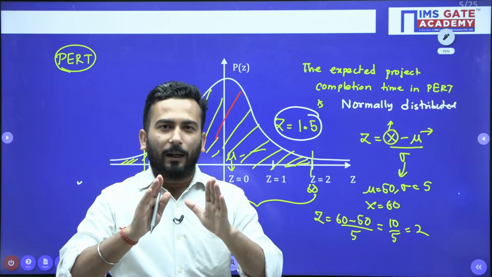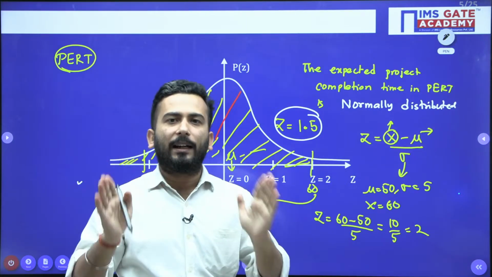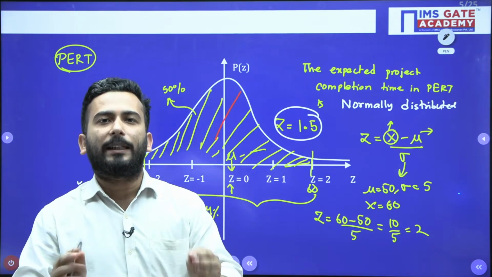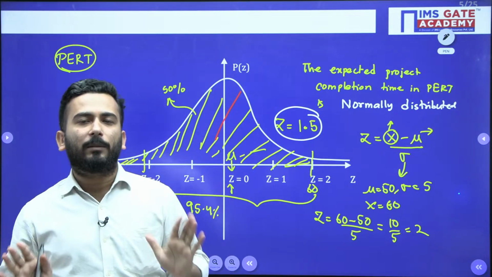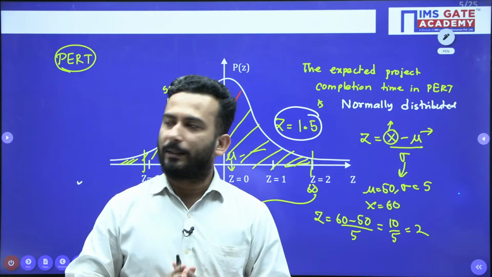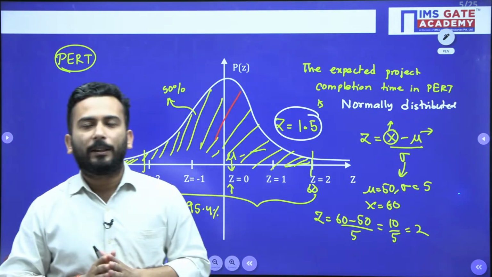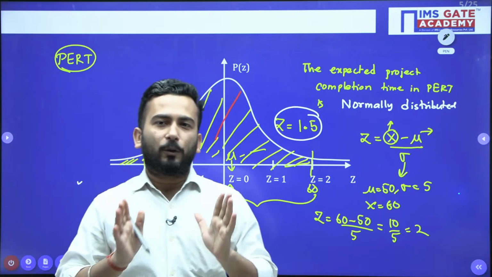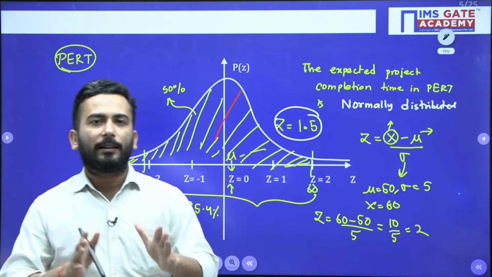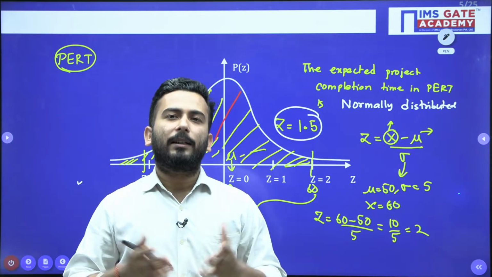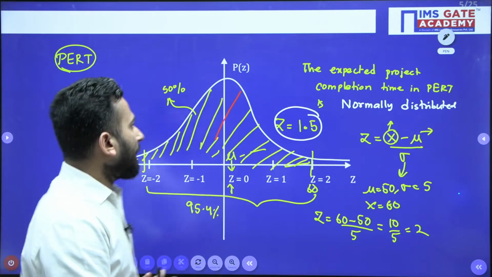But ultimately you should know that between any two z values, area under the normal curve is giving me probability. Only this much concept is required, and the rest you can do any question, my dear friends. Is this concept clear? So far they have not given you a question where you require the standard normal table, but they can give you in future. So I hope this concept is clear, my dear friends.